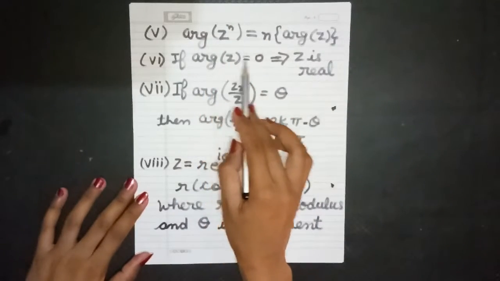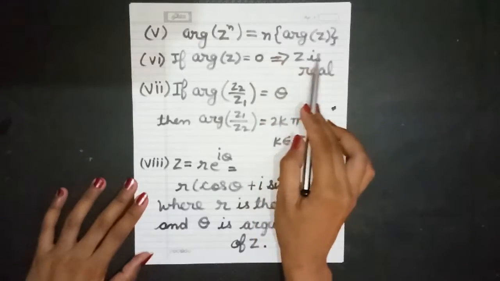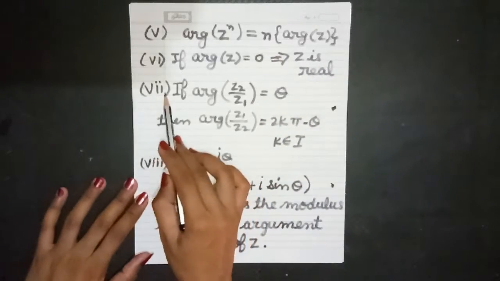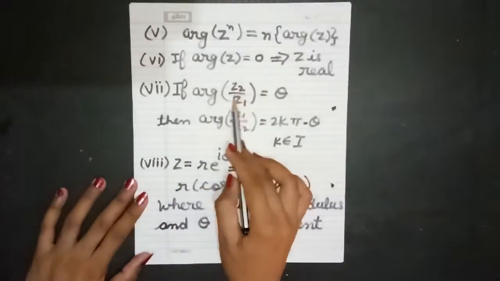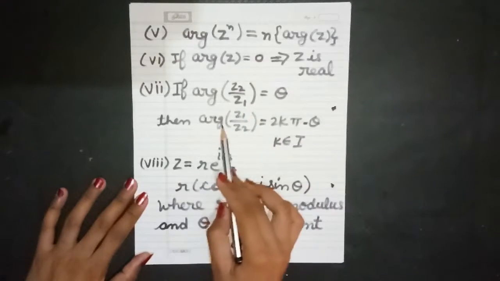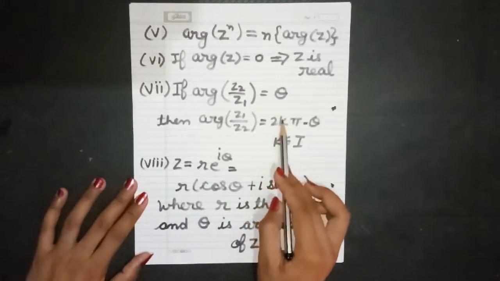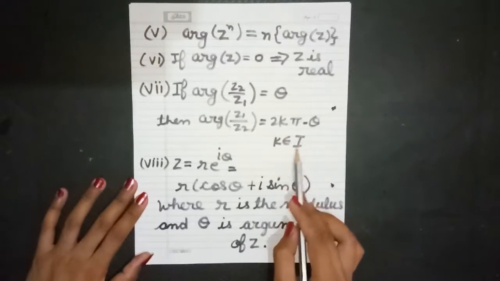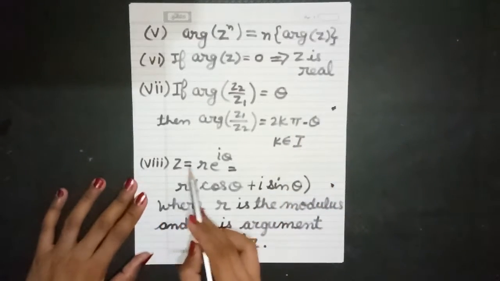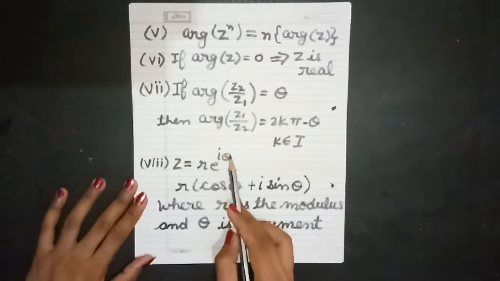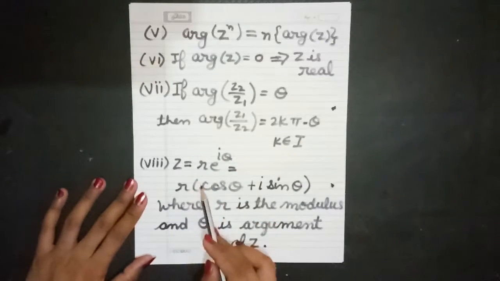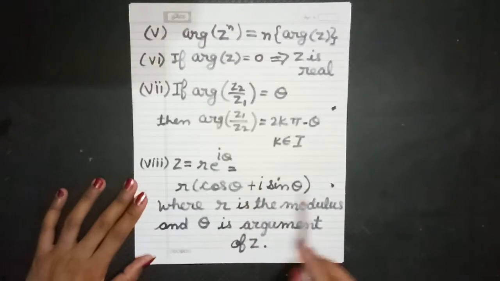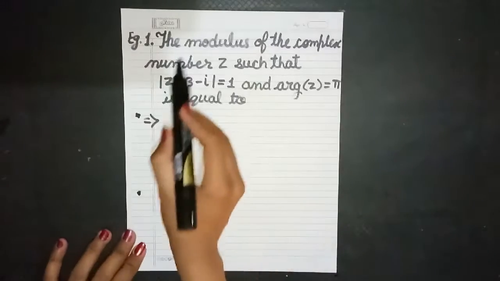Now fifth, argument z raised to power n is equal to n times argument z. Sixth, if argument z is equal to 0, then z is real. Seventh, if argument z2 by z1 is equal to theta, then argument z1 by z2 is equal to 2k pi minus theta, where k belongs to I, means integer numbers. Eighth, z is equal to r into e raised to power iota theta, that is equal to r into cos theta plus iota sin theta, where r is the modulus and theta is the argument of z. Right? Let's take example 1.